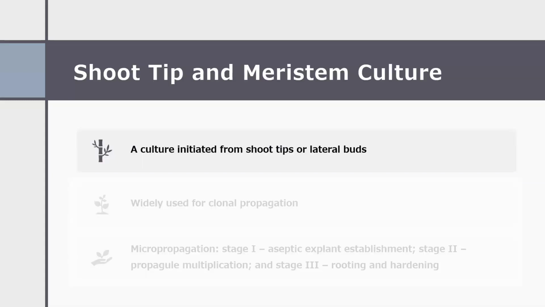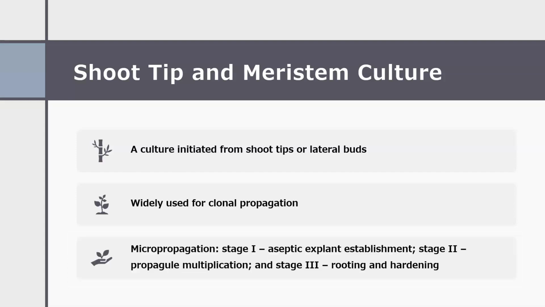The tips of shoots, which contain the shoot apical meristem, can be cultured in vitro, producing clumps of shoots from either axillary or adventitious buds. This technique is also known as meristem culture and is extensively applied for clonal propagation in horticulture, agriculture, and forestry. Because of the small size of the propagules in culture, the in vitro propagation technique is also known as micropropagation.